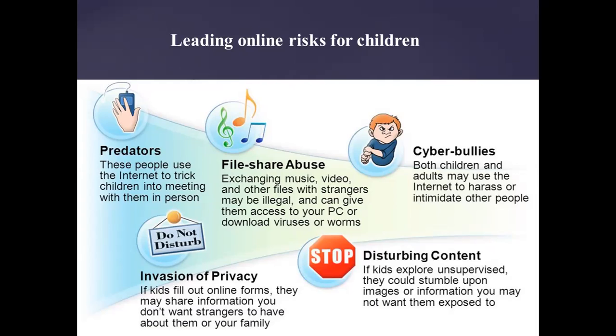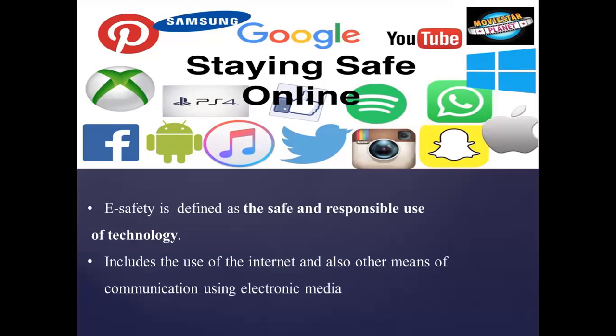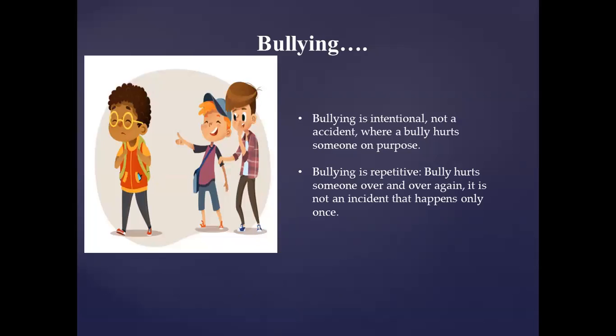Disturbing content: sometimes kids explore unsupervised. They could stumble upon images or information you may not want them exposed to. These are the leading risk factors for children. So what we can do is teach them and make them aware of how to stay safe online. That is e-safety, electronic safety, defined as the safe and responsible use of technology. It includes the use of the internet and also other means of communication using electronic media, such as text messaging and emailing.